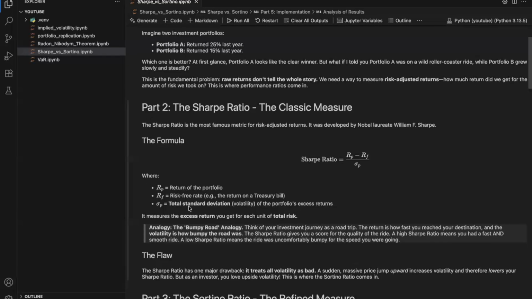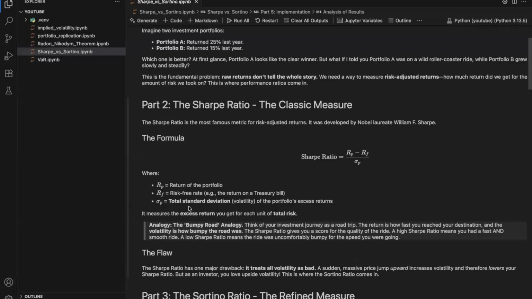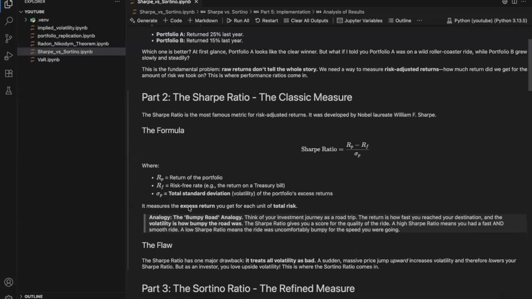So let's use the bumpy road analogy once again. Think of your investment as a road trip. The return is how fast you reach your destination. The volatility is how bumpy and uncomfortable the road was. The Sharpe ratio gives you a score for the quality of the ride. A high Sharpe ratio means you had a fast and a smooth ride. A low Sharpe ratio means it was a very bumpy journey for the speed you were going.